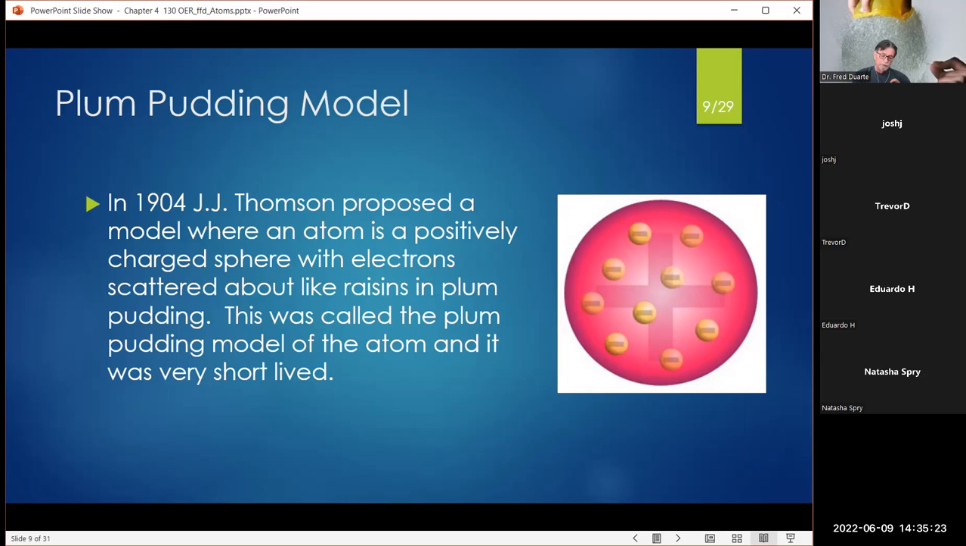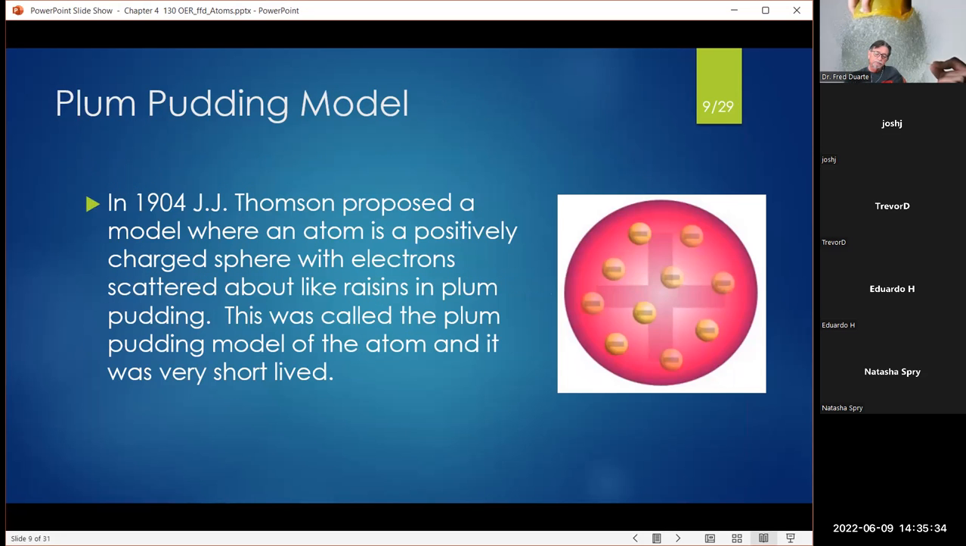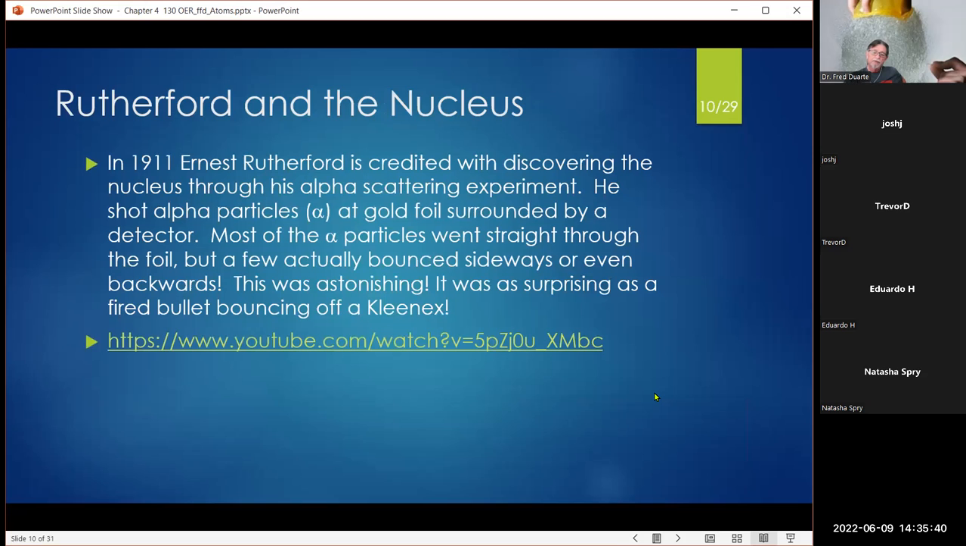So with that came another scientist, good old Rutherford. Note the time. 1904, we're at 1900 there. And then here we go, 1911. This is also the time of Einstein and his work. And there are a number of other scientists that are working on different models for the atom.